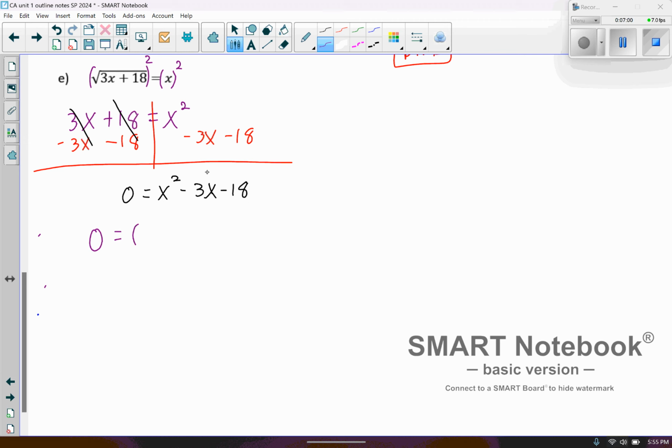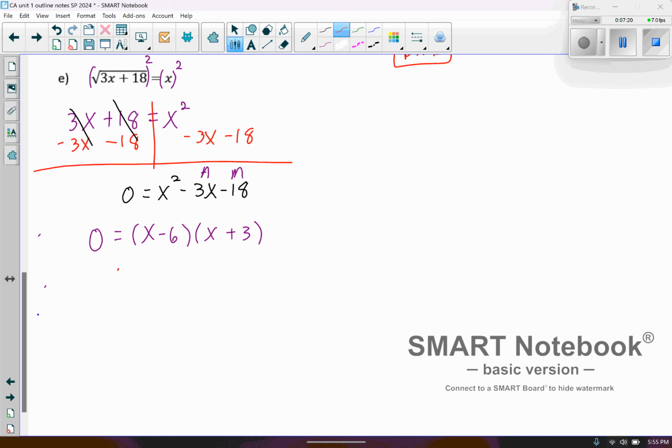So I have to go ahead and figure out, okay, I'm going to do the AC method. I have to figure out what multiplies to give me negative 18 but adds up to negative 3. And that should be a negative 6 and a positive 3. Those two numbers multiply to give me negative 18. Those two numbers add to negative 3.